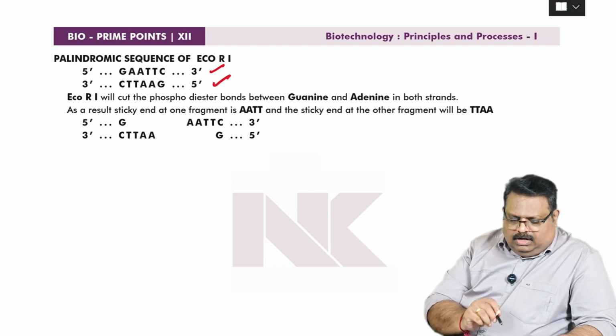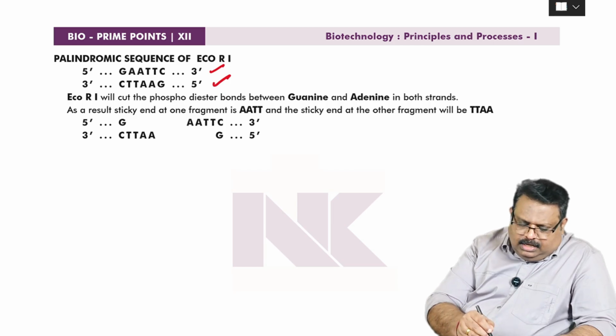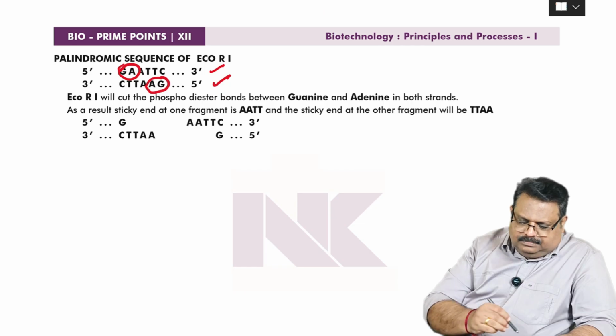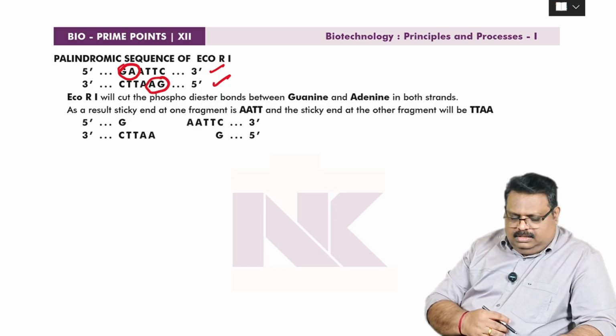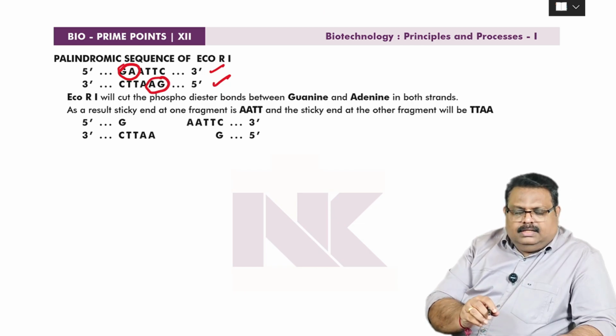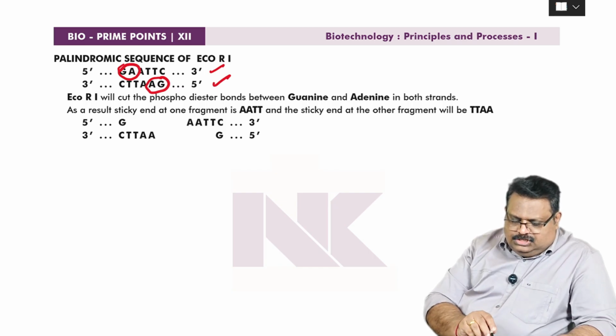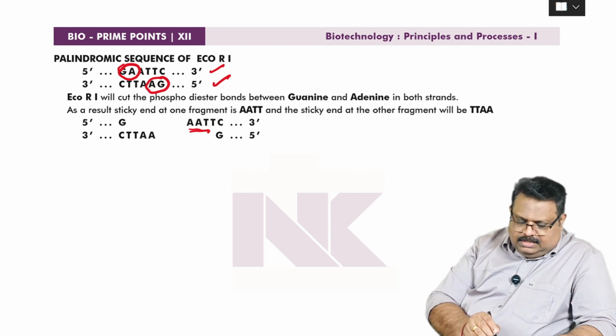But EcoR1 will cut the phosphodiester bond in between the guanine and adenine. That means it will cut here. The second strand also it will cut here. So the phosphodiester bond between the guanine and adenine is broken by EcoR1. As a result, the sticky end at one fragment is AATT here, AATT, and the sticky end at the other fragment will be its complementary TTAA.